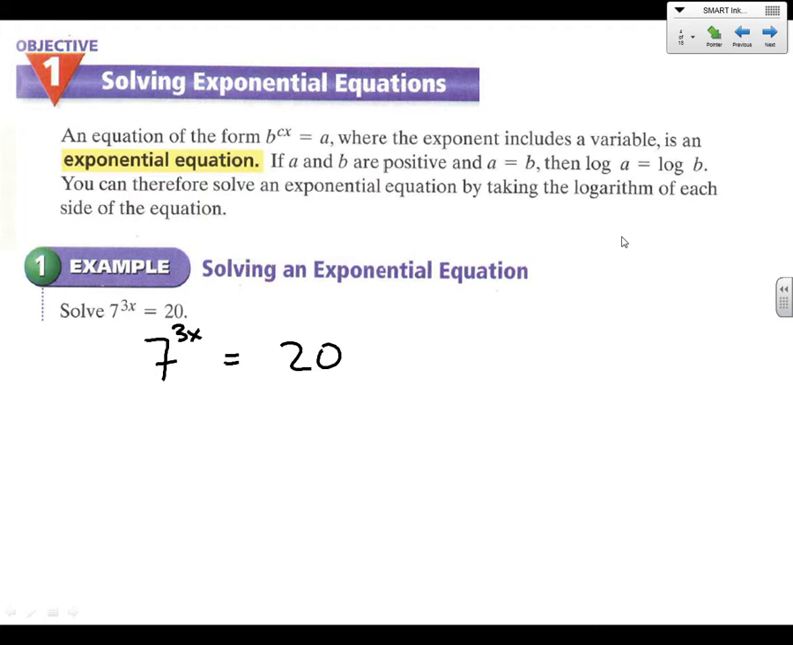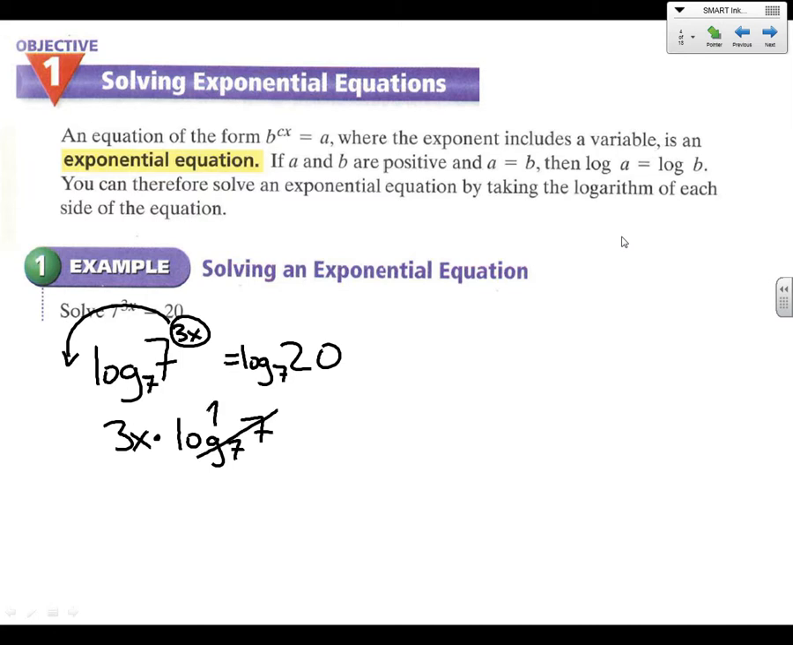All right, so what we need to do on this is to cancel out the 7, so we're going to say log base 7 on both sides. Because if we do that, log base 7 of 7 to the 3x, remember the 3x can come out front, so now we have 3x times log base 7 of 7. And how do you go from 7 to 7 using exponents? This turns into a 1.